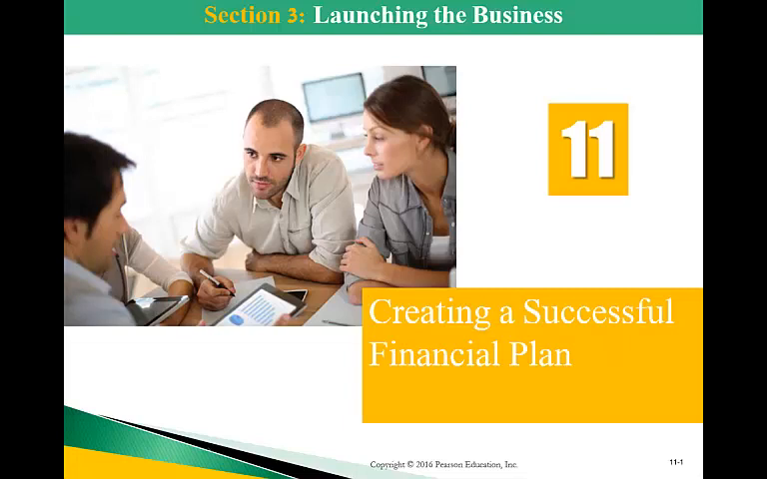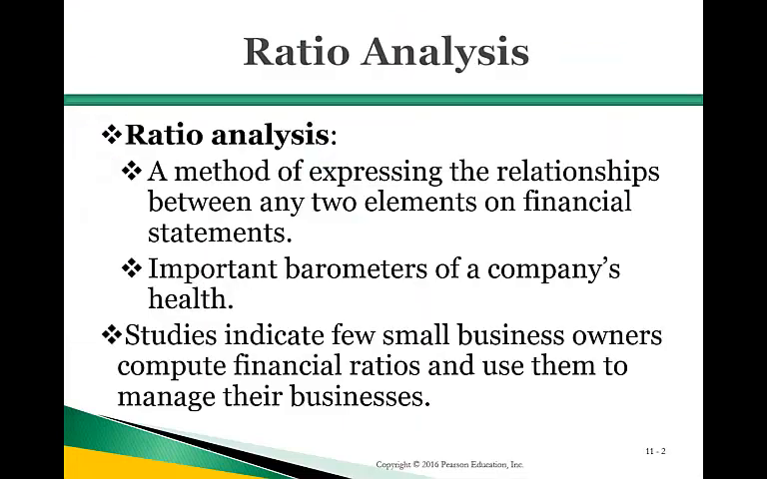Okay, welcome back here for the second half of Chapter 11, and we're going to talk about the financial plan and the business plan. Ratio analysis is part of the financial plan and the business plan. Here we are looking at the relative importance of different assets compared to income and things like that. Ratio analysis is a way of expressing relationships between elements on financial statements, and it gives meaning to the numbers.